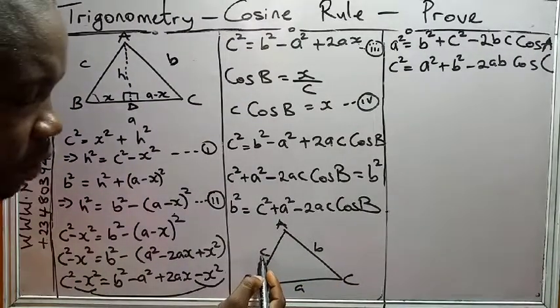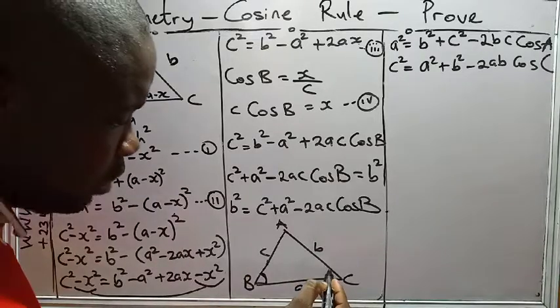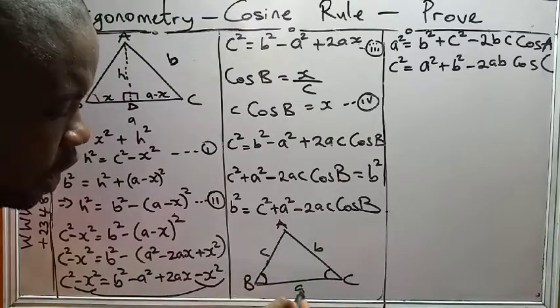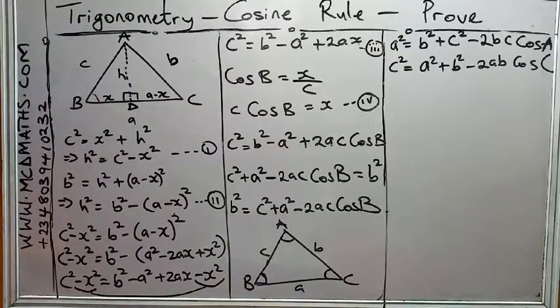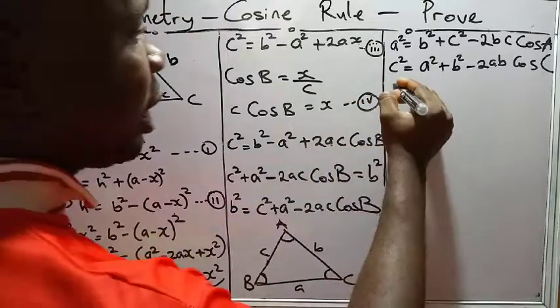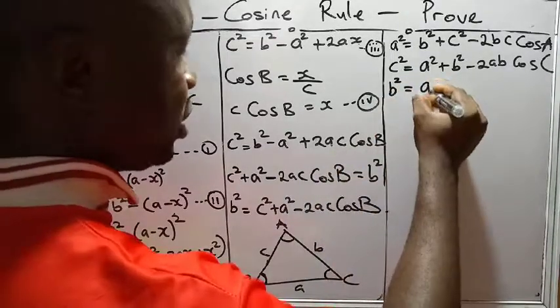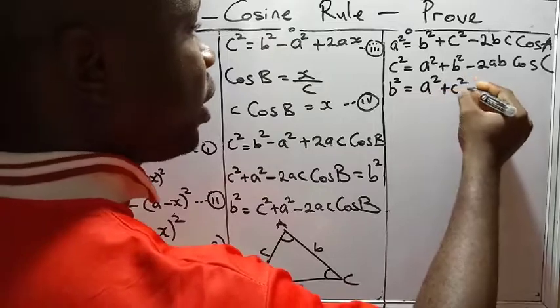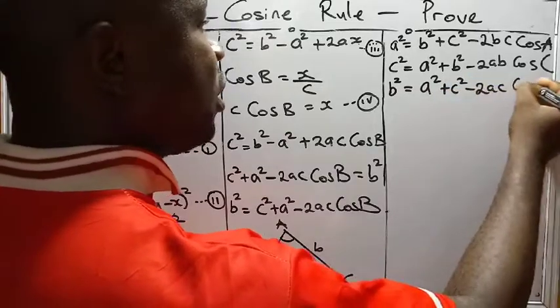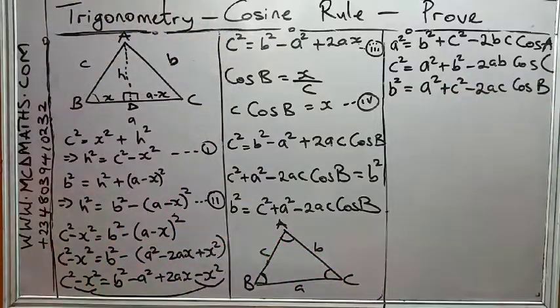So if you are looking for C, you will deal with this angle. If you're looking for B, you deal with this angle. If you're looking for A, you deal with this angle. Maybe I should write B down there now. b squared will give you a squared plus c squared minus 2ac cos B. Now this is the cosine rule, of course.